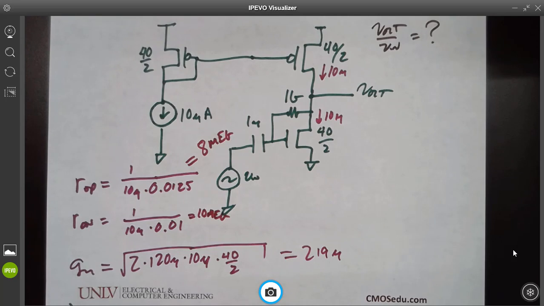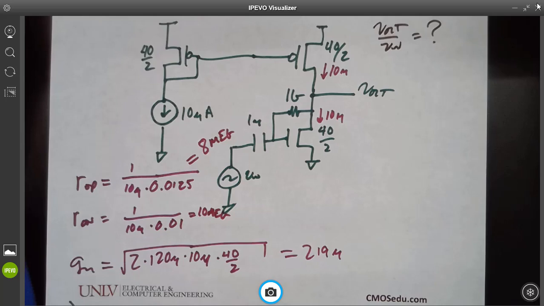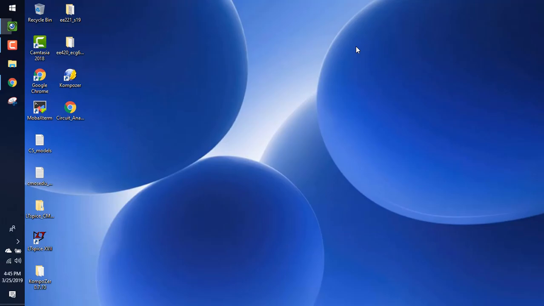Now, before I do the AC, I'm going to verify those. I want to see how close I am. How do I do that in LT Spice? How do I find R out P, R out N, and GM? Yeah, error log with a .op. I don't want to waste time if I did something wrong with my calculations.